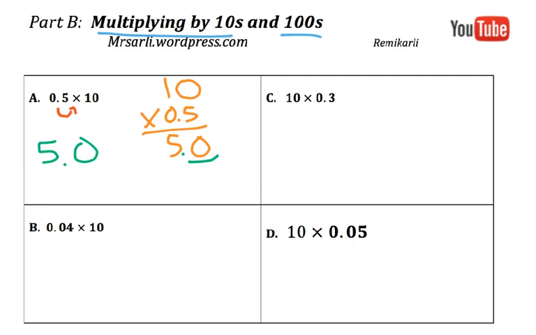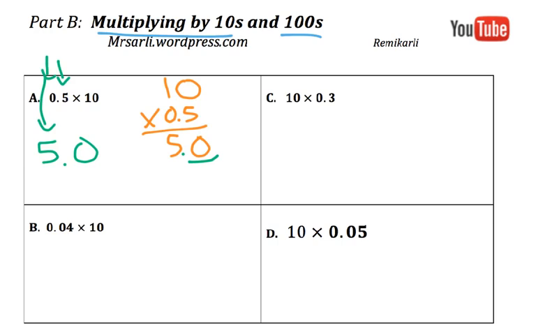Another way to think about it, instead of the decimal moving, is to think the 5 was in the tenths place, right? But when we multiplied it by 10, it moved the 5, so now it's in the ones place. And that is a shortcut when you're multiplying by 10. It moves the place value up a place value.